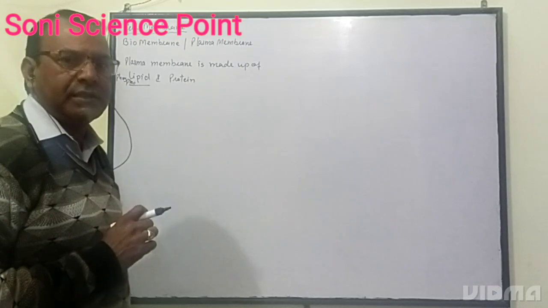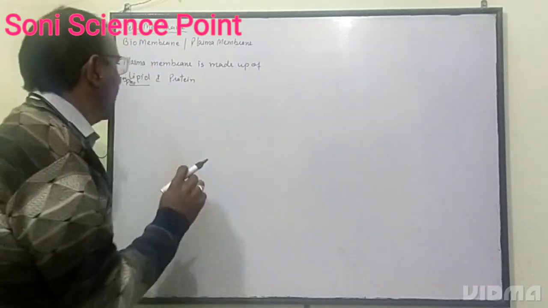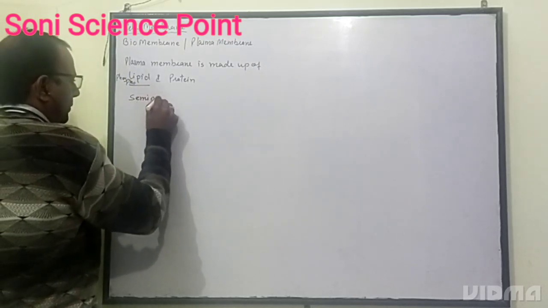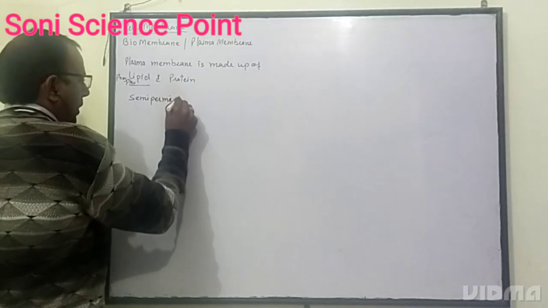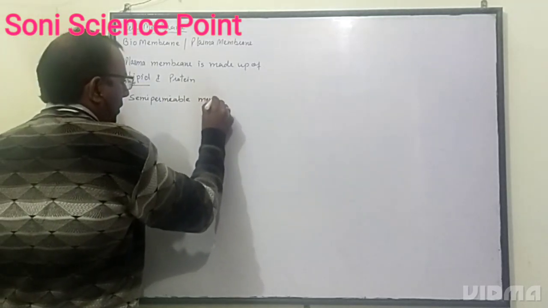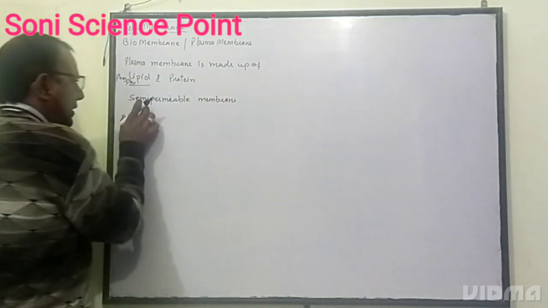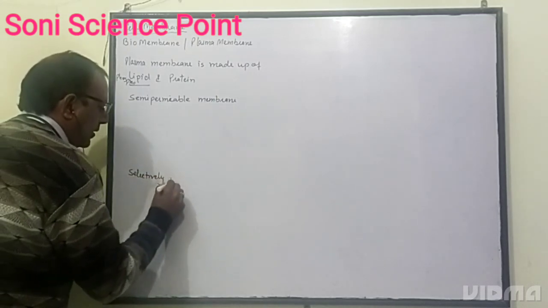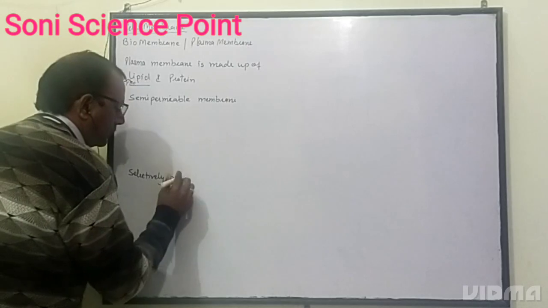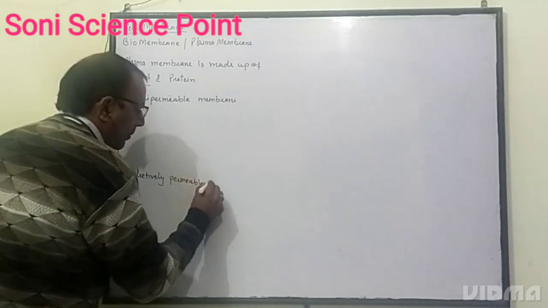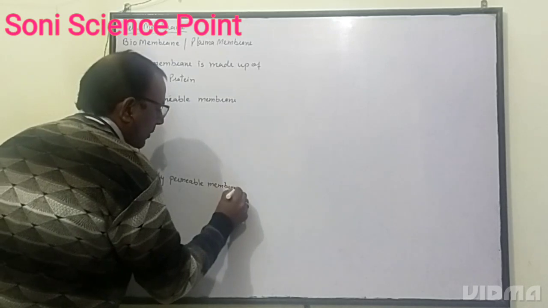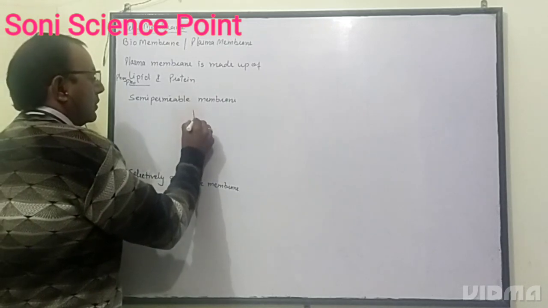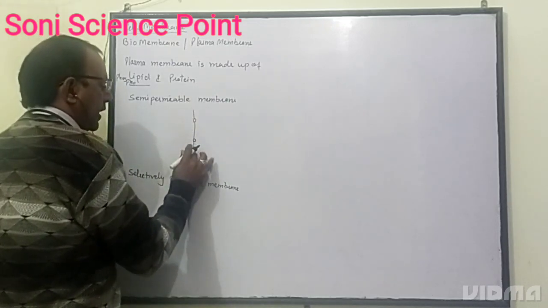What is the difference between the semi-permeable and selectively permeable membrane? We know that the plasma membrane contains small pores through which substances may go in or out.